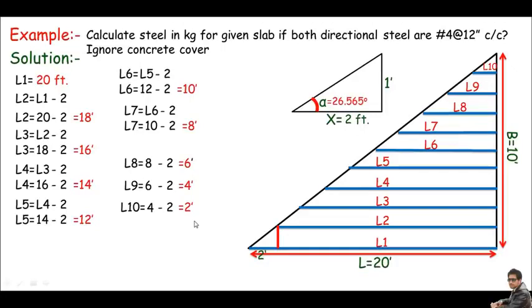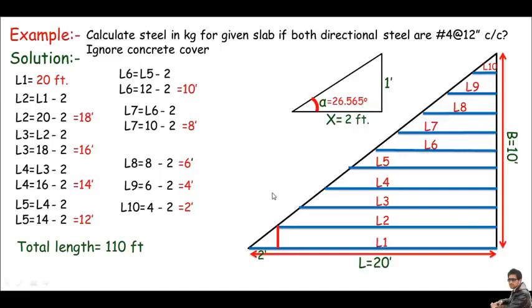What do you say about L11? L11 will be just L10 negative 2, but L10 is just 2, and 2 negative 2 is just 0. It means we don't have L11, right? So when you add these together, you can get the total length of bar equals 110 feet.